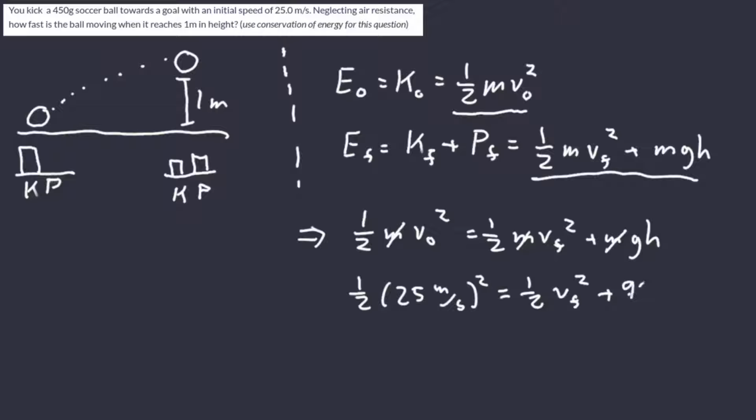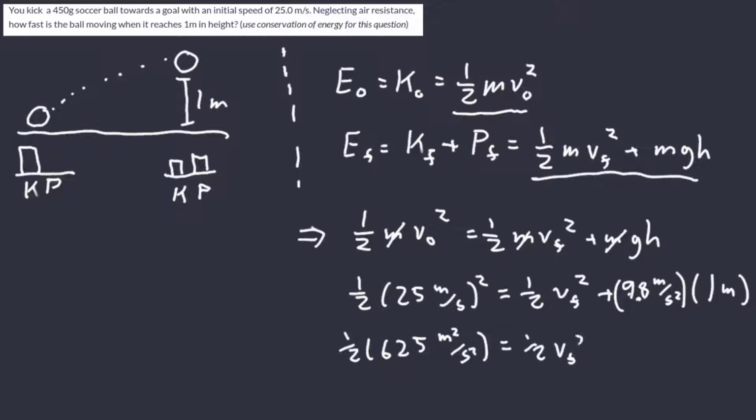We know that g is 9.8 meters per second squared, and our h is also given, that's 1 meter in height. So I'll plug in some of these numbers into my calculator. 1/2 times 625 meters squared per second squared equals 1/2 v final squared plus 9.8 meters squared per second squared.